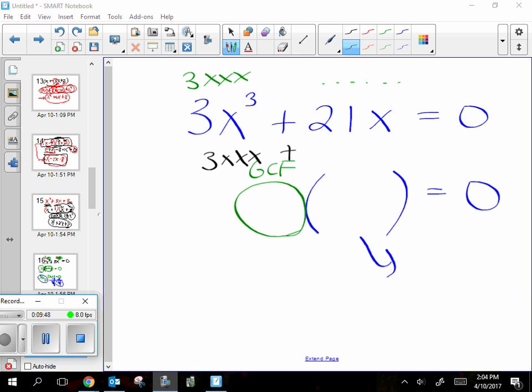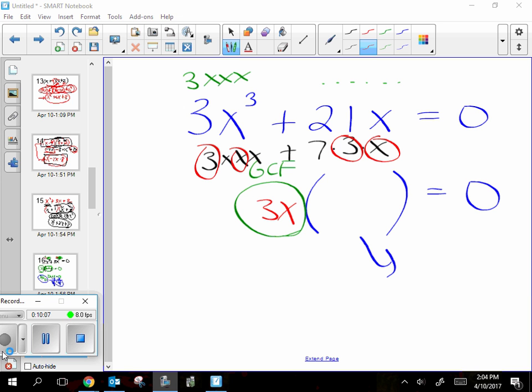3 times x times x plus 7 times 3 times x. That's one of the most important things, that you can expand it right. Now, what was in common was they both had a 3 and they both had an x. So I put 3x is the GCF.